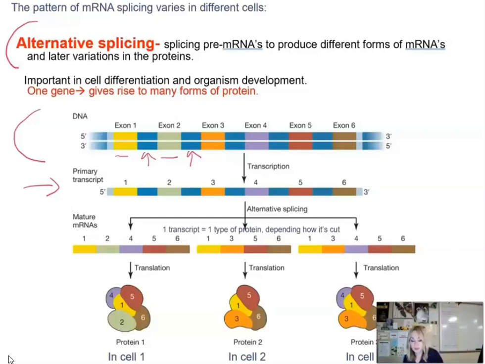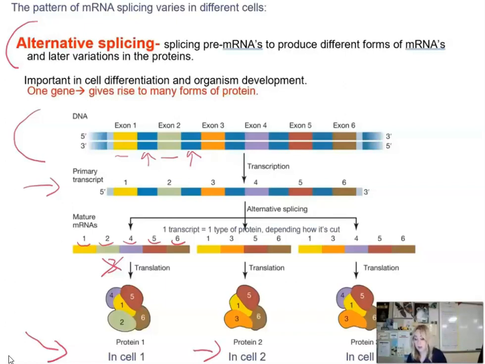So if you look at the situation here that occurs in cell number 1, the mature RNA has exons number 1, number 2, number 4, number 5, and number 6. The exon number 3 has been removed. So if you change the sequence in the mRNA, you're obviously going to change the sequence in the polypeptide because your amino acids now are going to be different. So if the amino acids in the sequence are different, the protein is going to have a different shape. So it's going to have a different structure, so it means it's going to have a different function.